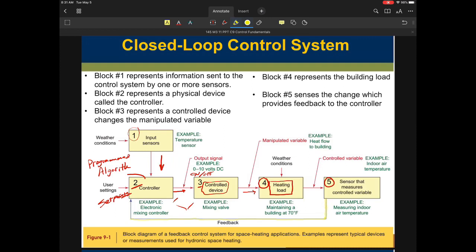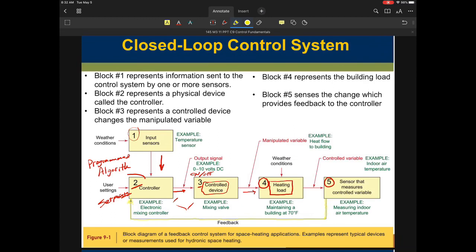And of course, the key element here is this loop. That system has to provide you a feedback, and the feedback has to go back to the controller to say, hey, this is what you just did. This is how you manipulated this. When you changed the control device, this is where you saw the change. There's a number of examples that we could give. Like I said, it could be chilled water, hot water, indoor air temp, or a number of those things. But that simply represents the closed loop system.